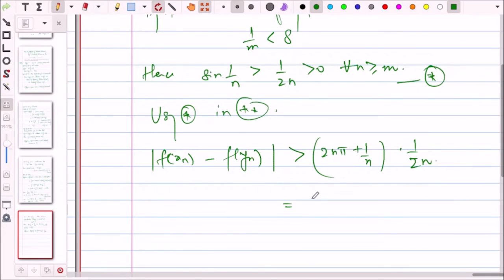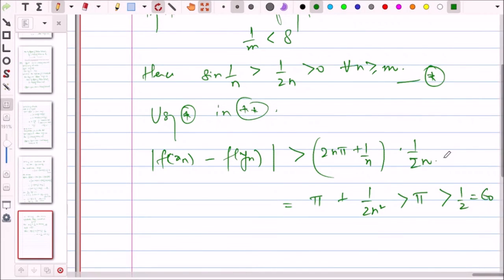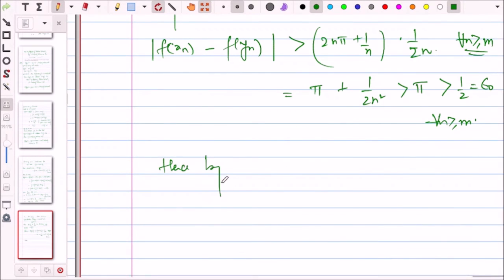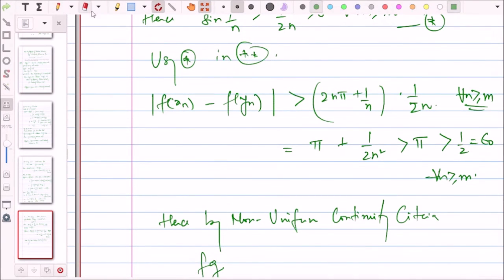When you simplify it, you will get pi plus 1 by 2n square, which is greater than pi, which is greater than 1 by 2, which is equal to epsilon naught, true for all n greater than or equal to m. Hence by the non-uniform continuity criteria, this one is the fg product, this one is fg of x_n minus fg of y_n.